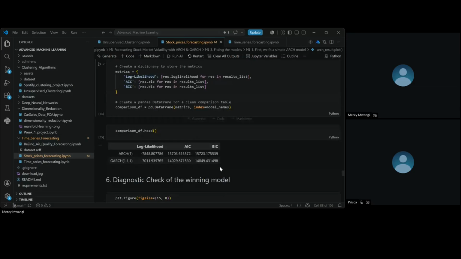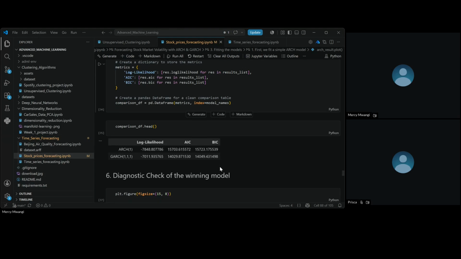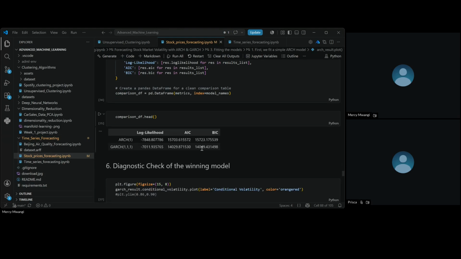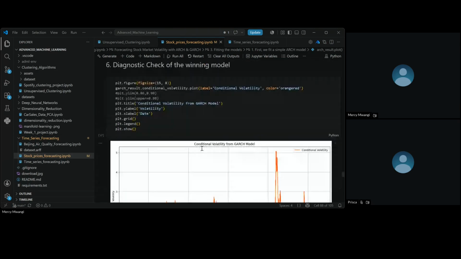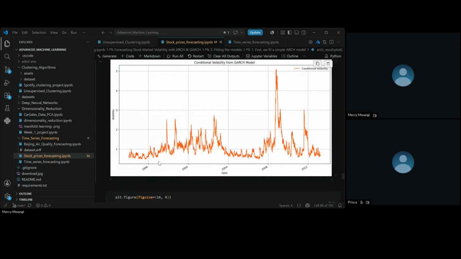How do we test time series models? What's the evaluation metric we use for time series models? AIC and BIC, yes, which are information criteria. So here I'm just checking the information criteria for both, and then I apply this. This is what my model has given as the conditional volatility. Remember, we are modeling what? Volatility. We're not modeling raw prices.